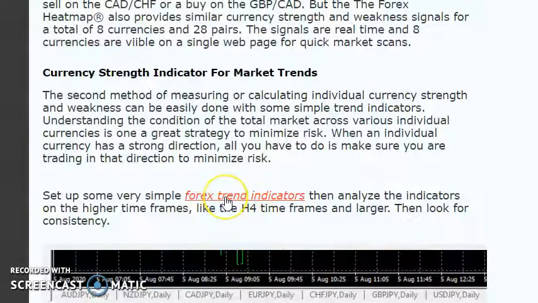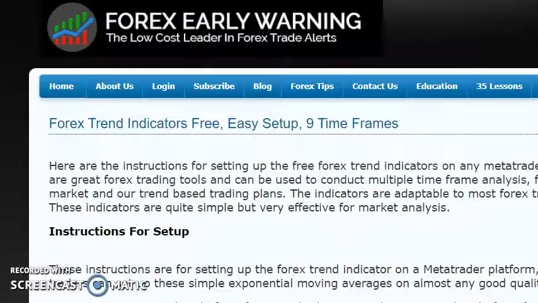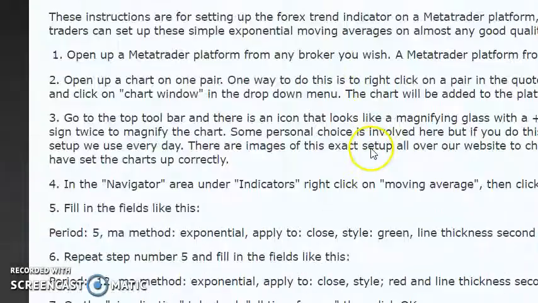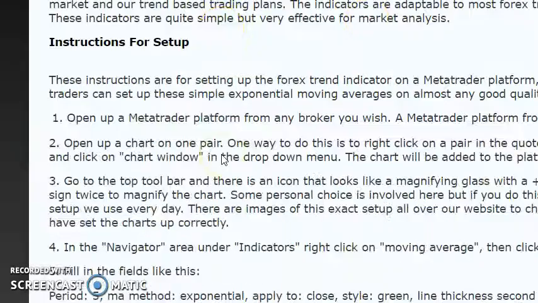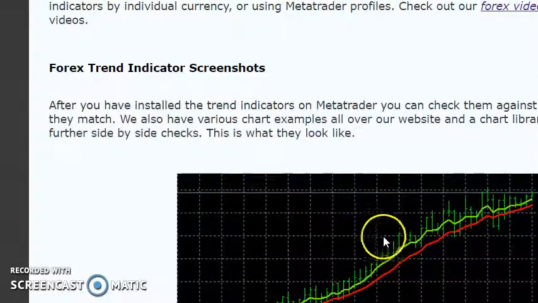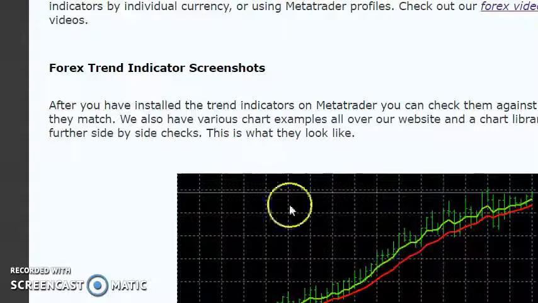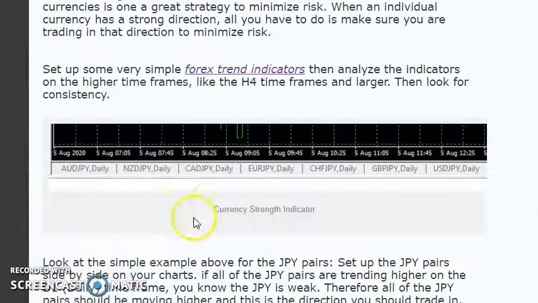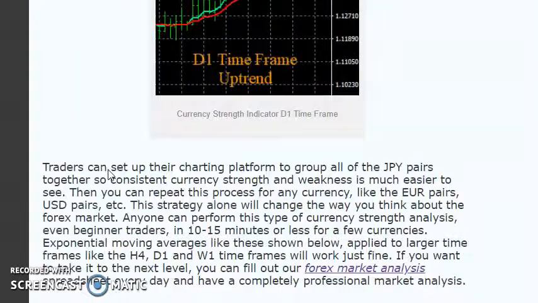These trend indicators are easy to set up. You can click on that link right there. And here's some simple instructions for setting up our very simple exponential moving averages. Then you group them all by individual currency. You can group all the US dollar pairs together and all the Australian dollar pairs together like this, and determine what currencies are strong and weak.